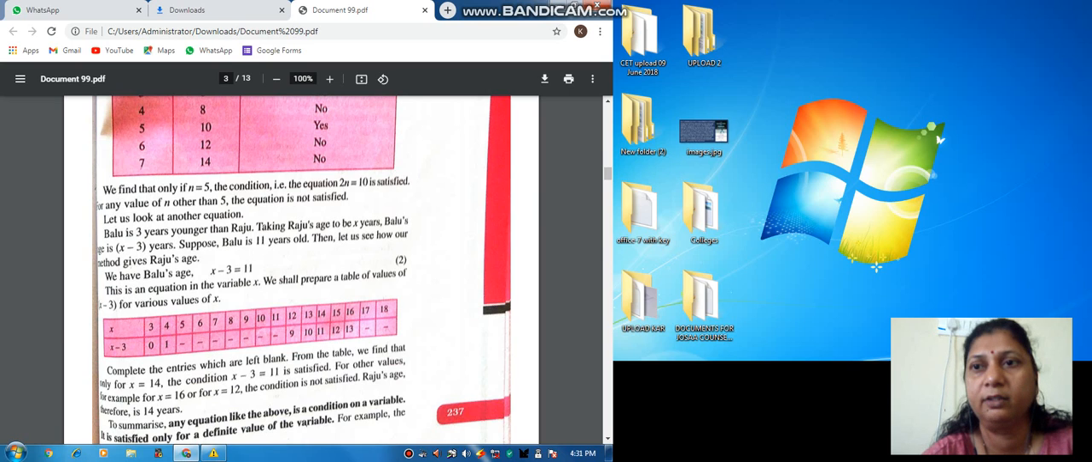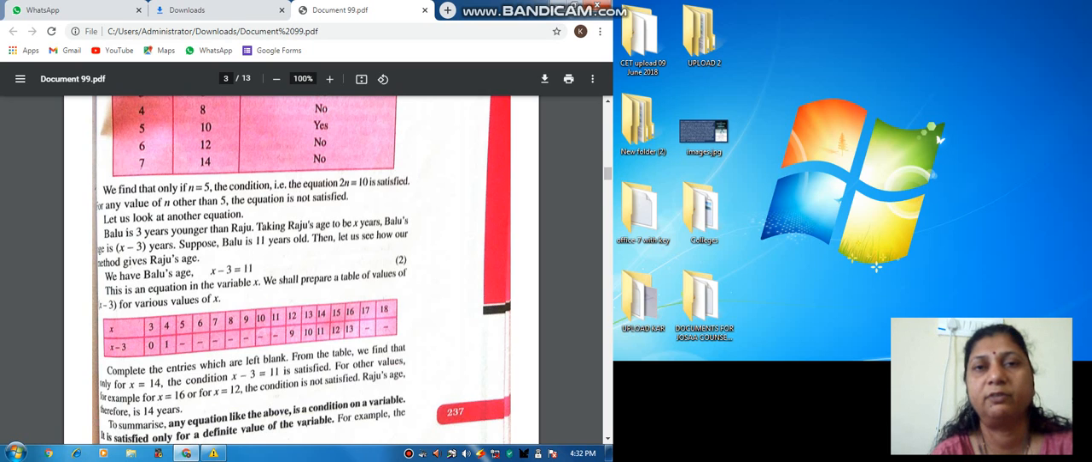So let's start. First we will take 3. 3 minus 3 is 0. 0 and 11 are equal? No. Next take 4. 4 minus 3 is equal to 1. 1 and 11 are equal? No. Then take 5. 5 minus 3 is 2. 2 and 11 are equal? No. Yes, if we take here 14. Okay, let's see 14. 14 minus 3. What will we get here? 11.